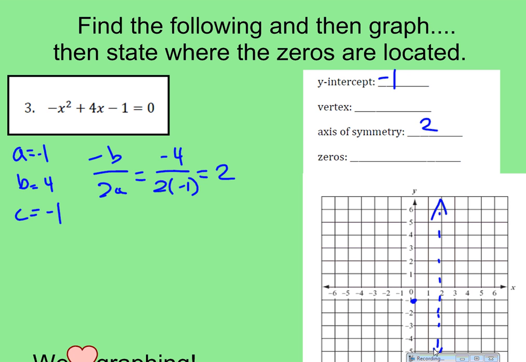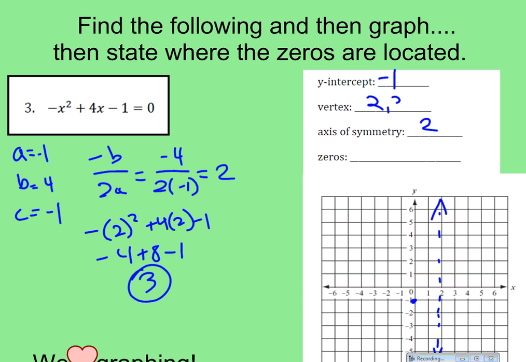what you're doing. So now -2 squared plus 4 times 2 minus 1. That's going to be -4 plus 8 minus 1. So that's going to be a +3. So my vertex is going to be at 2, 3. So right there. The negative out front tells me that I'm going down. So I'm going to reflect this over here.